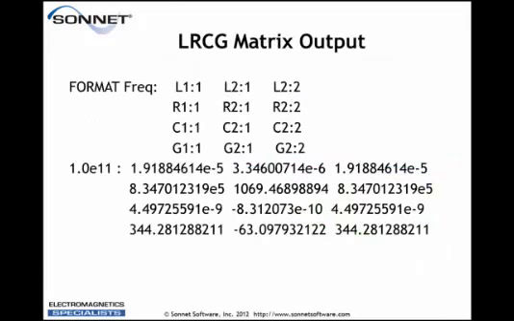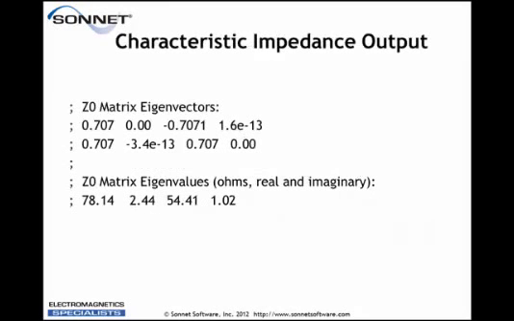The kinds of outputs that are available, we can output an LRCG matrix. That is a multi-conductor transmission line. And we have the format here, L11, L21, L22, right there, nanohenries per meter. And R per unit length, C per unit length, G per unit length. This can be put directly into Cadence Virtuoso and most any version of Spice.